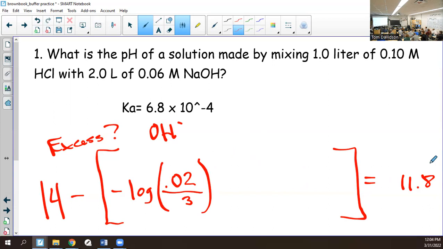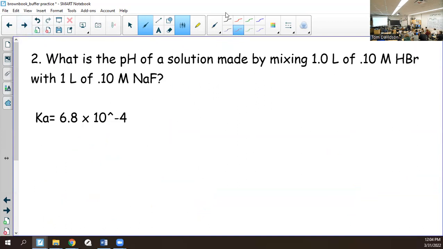Okay, not bad. So if tomorrow, and there'll be one, you see just OH and an H, find the excess and then do the math. Just make sure if it's a base, you have to subtract it from 14. Okay, number 2, give this a shot.